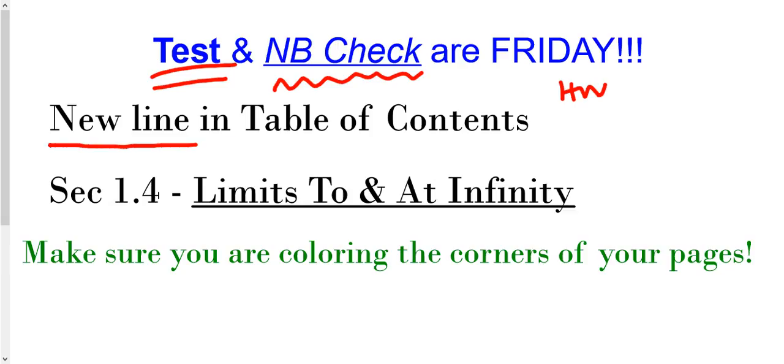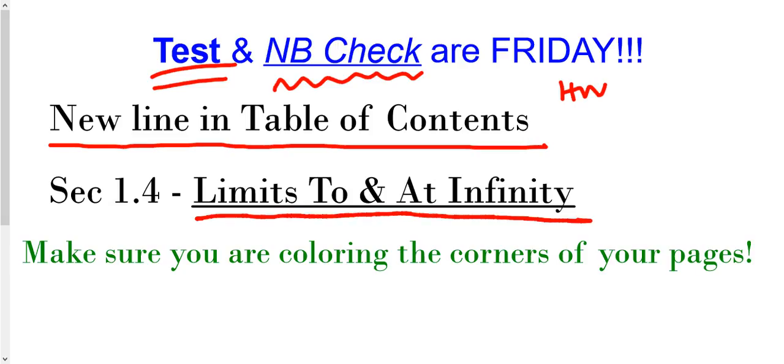Section 1.4 is a new line in the table of contents. It is a brand new section, new page numbers and everything. Section 1.4 is called Limits to and at Infinity. So go ahead and take a second and pause the video and update your table of contents. While you're doing that, make sure that you are coloring the corners of your pages. Remember, I need each chapter to be one color so that I can flip to each chapter later in the year when I'm working on notebook checks.